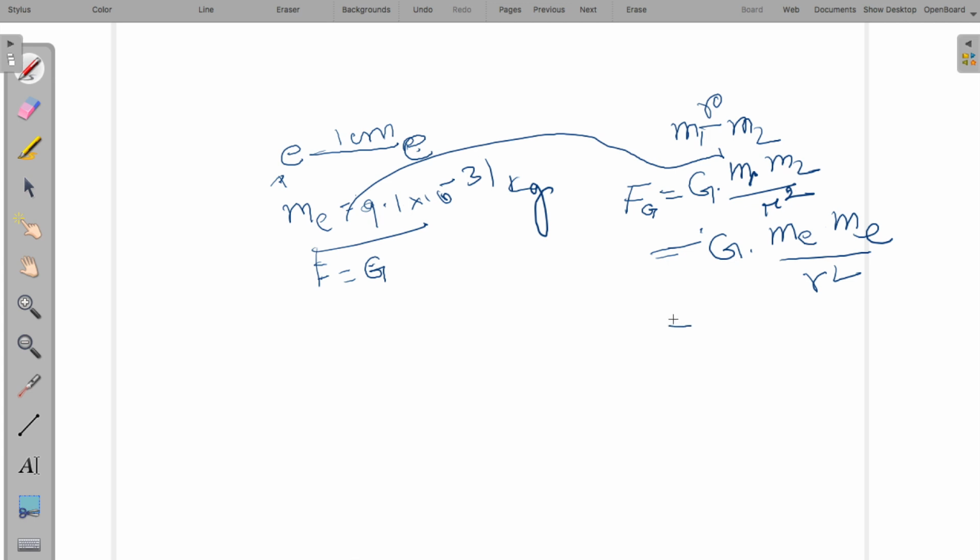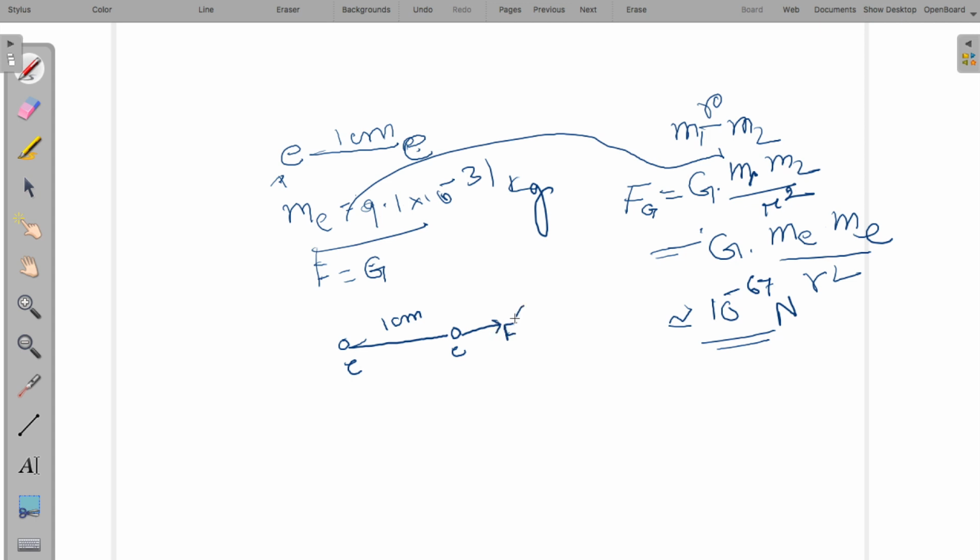What will be the value of the gravitational force of attraction between the two electrons? It will be in the order of 10 to the power minus 67 newton. But practically it is found that if we place two electrons 1 centimeter apart, there is some repulsive force between these two electrons.